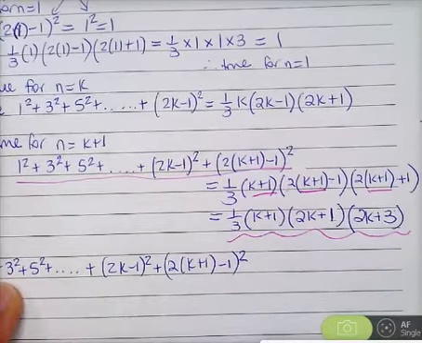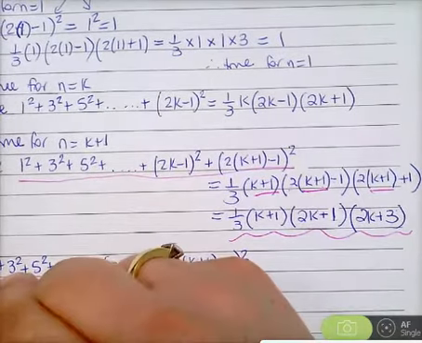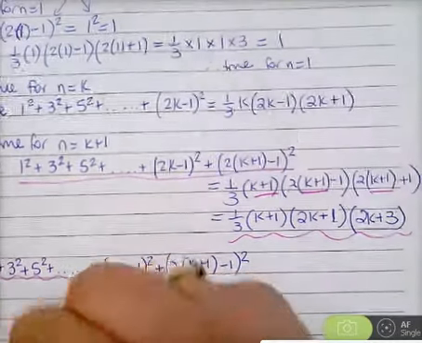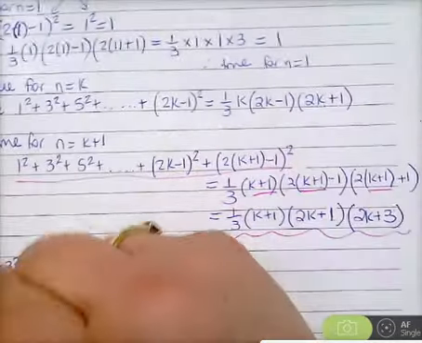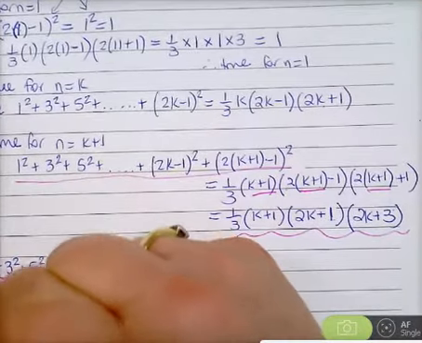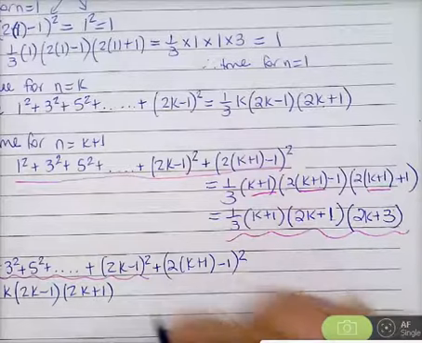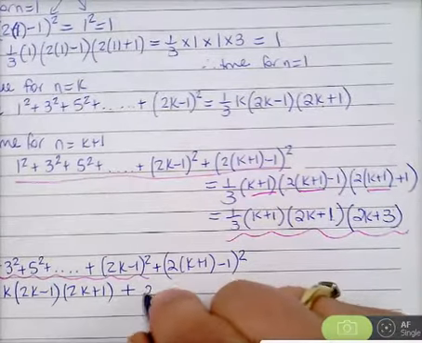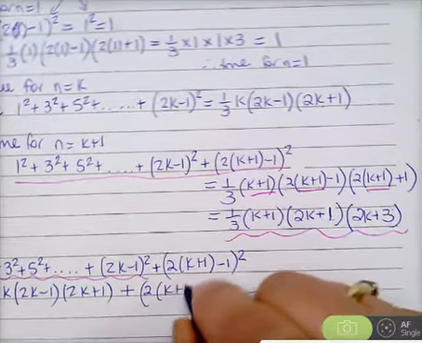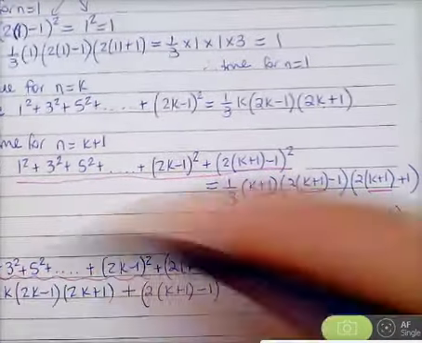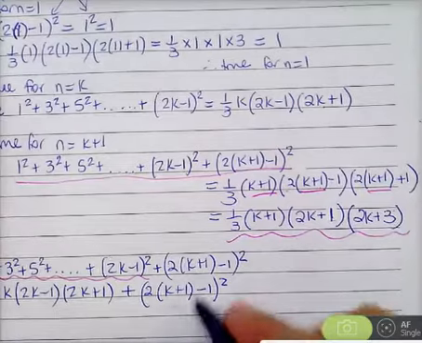What can I replace from this? Replace that bit with the assumption. We're replacing it with that. 1 on 3k bracket 2k minus 1, 2k plus 1 plus this thing. Now I might start. I'll fix it in the next step. All right? Equals. I probably should have fixed it.